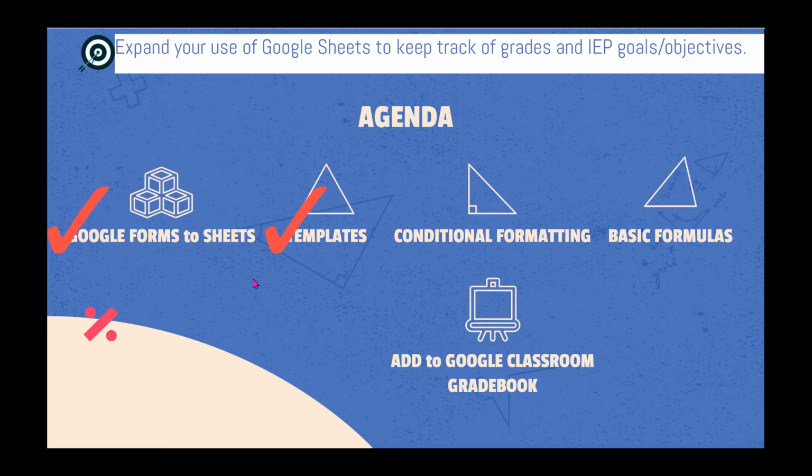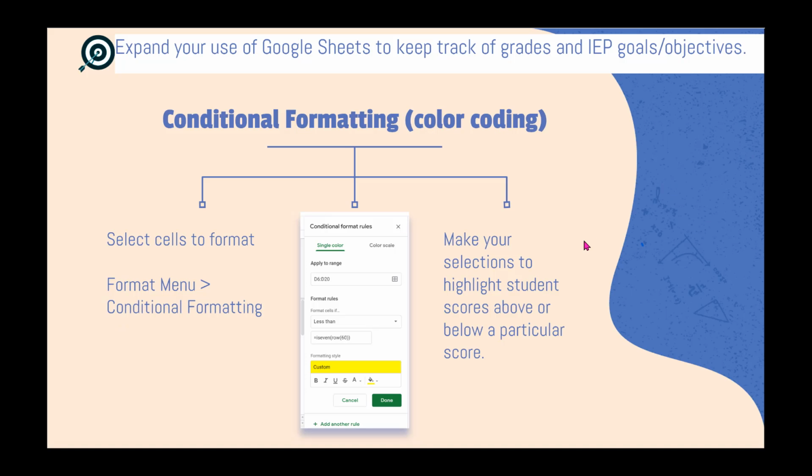So we just talked about templates. The next thing I want to talk about is conditional formatting. Conditional formatting is a nice way to have important data stick out to you at a glance. So for example, in your gradebook sheet, you might want to know all the students who are failing. So let's take a look and see how we can do that. Again, here are the directions right here.